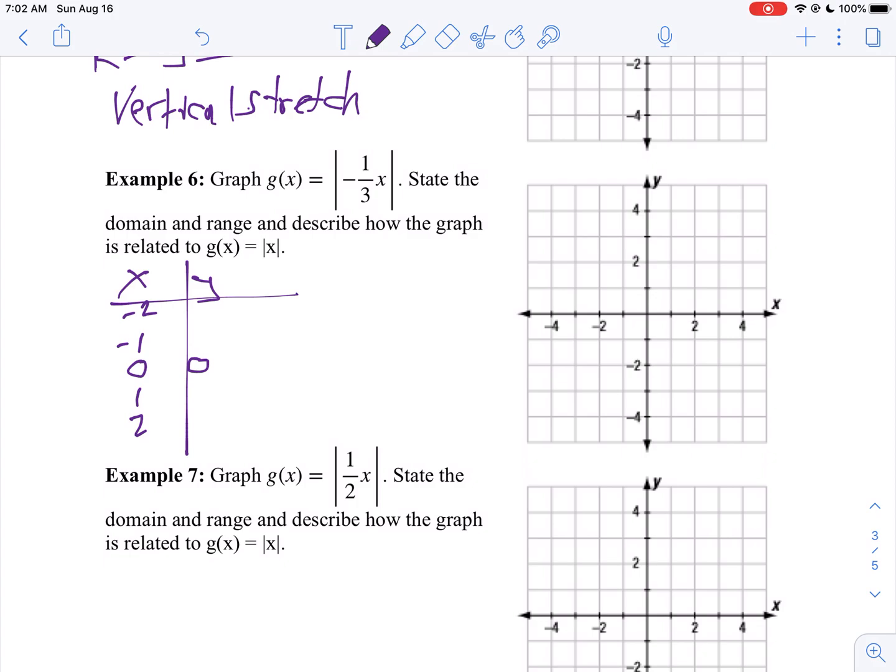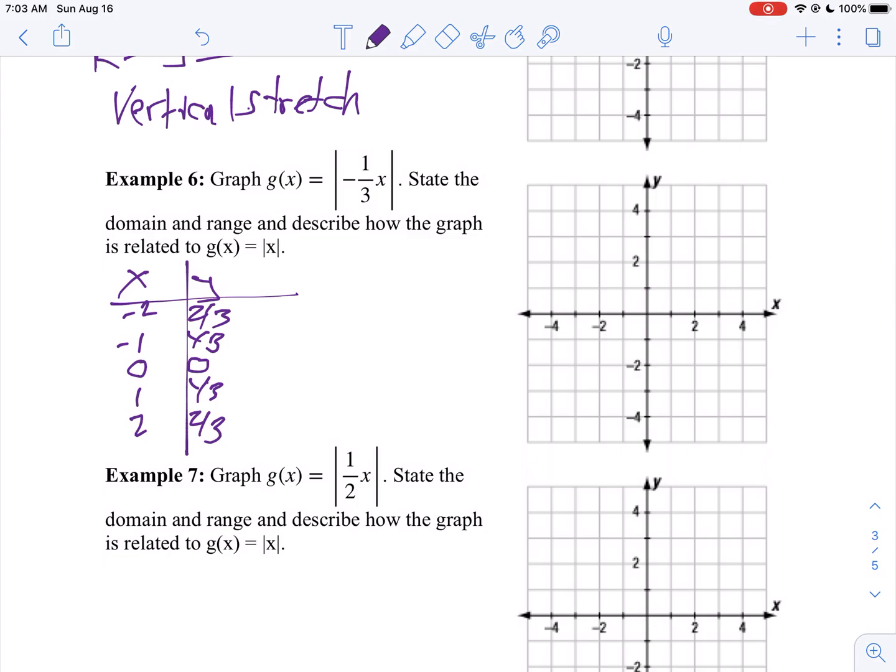Let's do 1. If I take 1 times negative 1/3, I get negative 1/3. Take the absolute value of that, I still get 1/3. If I do 2, I take 2 times negative 1/3, get negative 2/3, take the absolute value, get 2/3. If I do negative 1, I get positive 1/3, the absolute value is 1/3. And then I get 2/3. That kind of looks familiar, doesn't it?